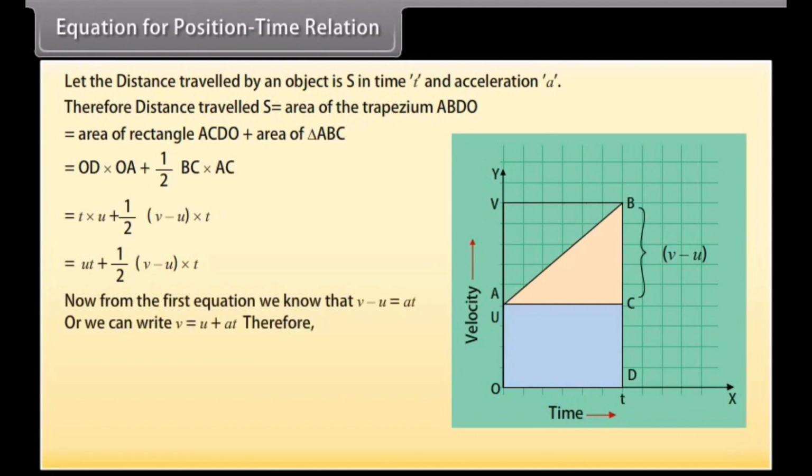Now from the first equation we know that v − u = at, or we can write v = u + at. Therefore, s = ut + 1/2 at². This is the second equation of motion.